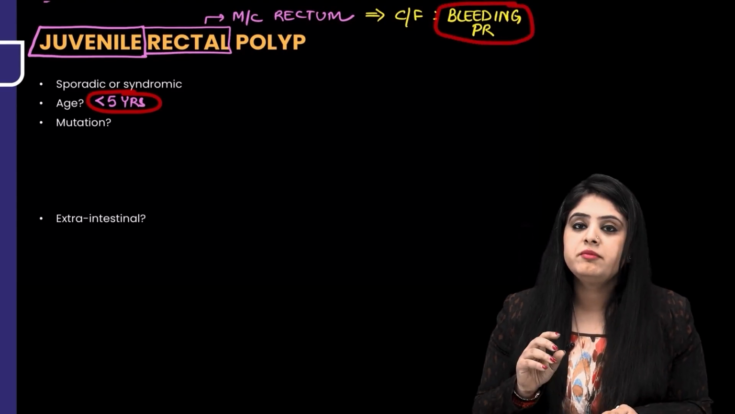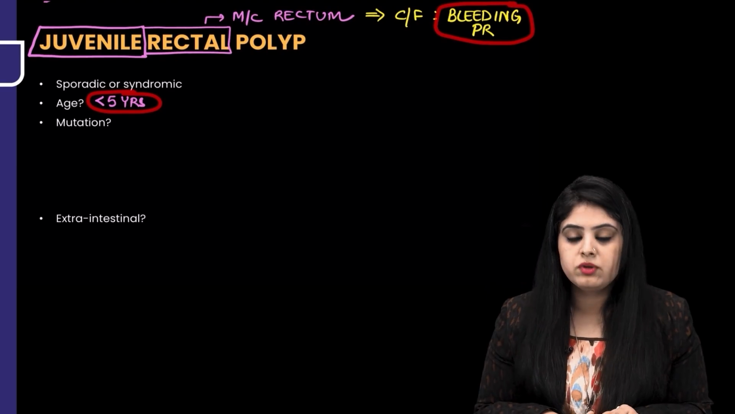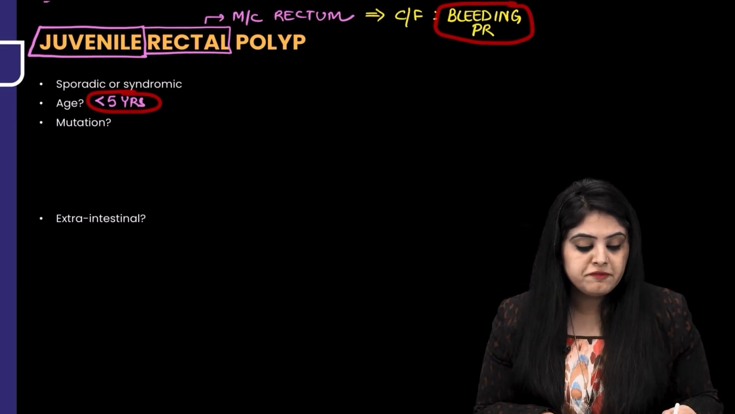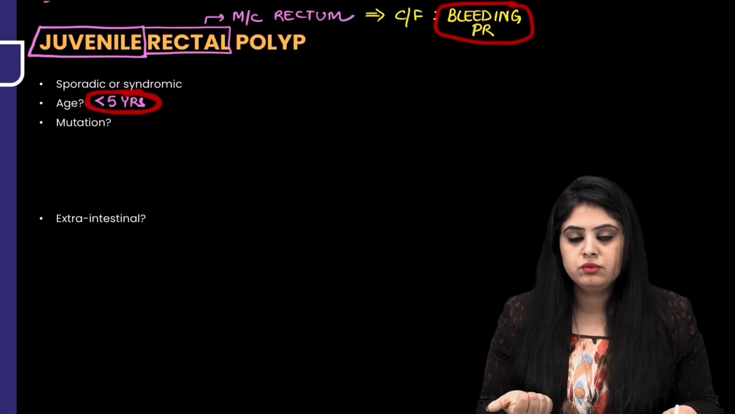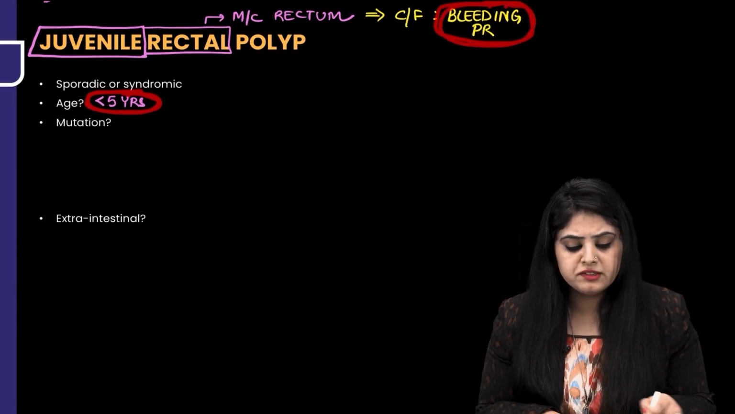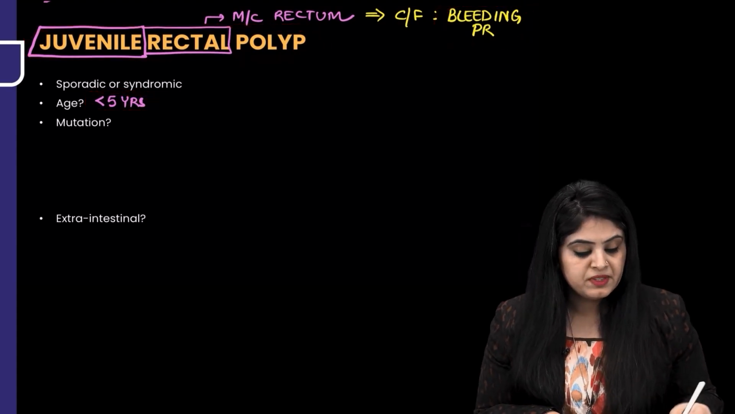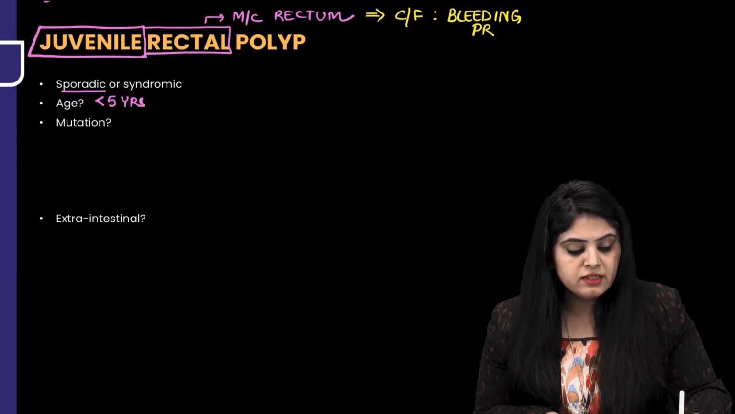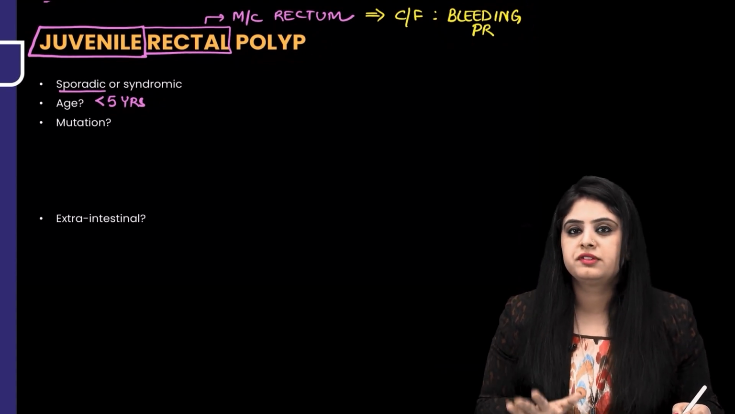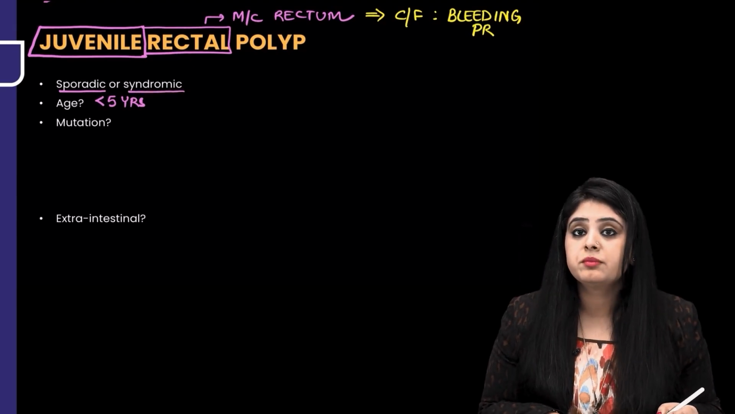Tell me one thing, if it would have been a 70-year-old person, 80-year-old person with bleeding PR, I could have thought of cancers, I could have thought of piles, hemorrhoids. But in a 5-year-old, can I think of cancer? No. Can I think of piles or hemorrhoids? No. In a 5-year-old with bleeding PR, the first thing that I will think of is a juvenile rectal polyp. Now, please remember, this could either be sporadic, a single polyp is seen, no genetic problem, nothing, just a single polyp, done. Or it could be syndromic, as a part of some syndrome.